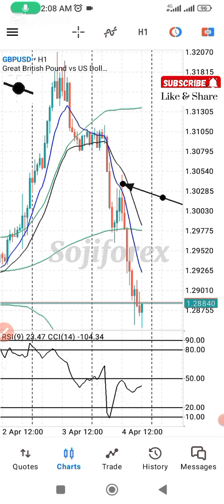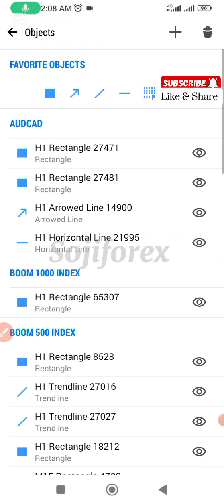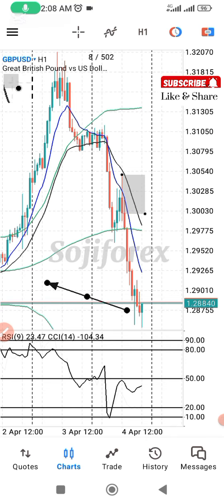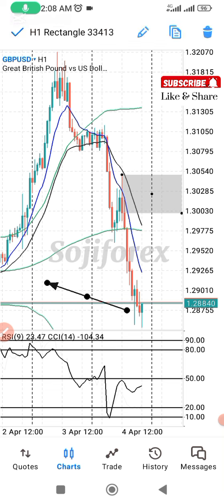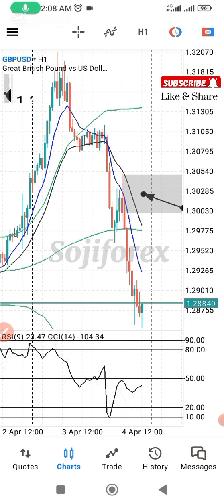So price pulled back to the moving average and then gave us a rejection towards the downside. So our first point of interest, or the zone we are expecting to look for entry, is that zone where price pulled back and was rejected by the moving averages. So this zone is our first interest zone.